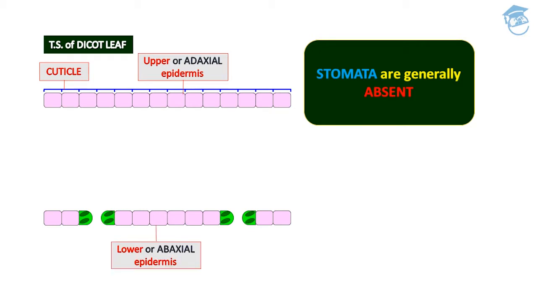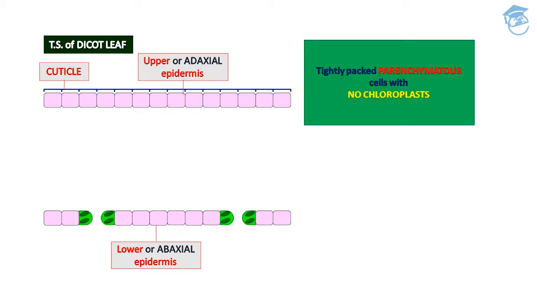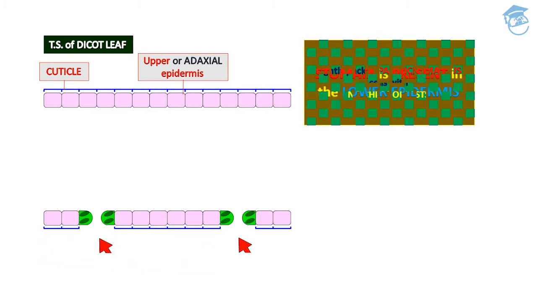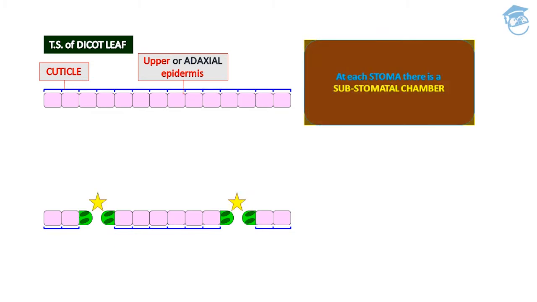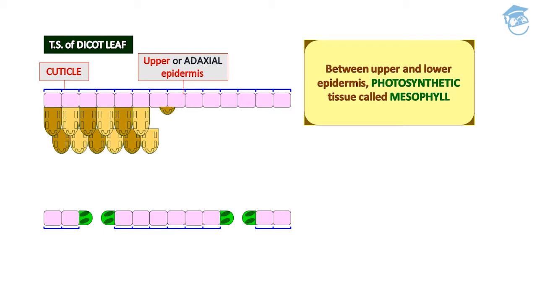Now comes the lower epidermis, also called the abaxial epidermis. They are tightly packed parenchymatous cells with no chloroplast, or it is seen that some chloroplasts are present in a few cells. And it is covered with cuticle just like the adaxial epidermis. At each stoma there is a substomatal chamber. Between the upper and the lower epidermis is the photosynthetic tissue, which is called mesophyll. So these are mesophyll, students.